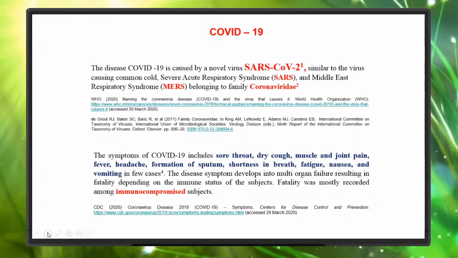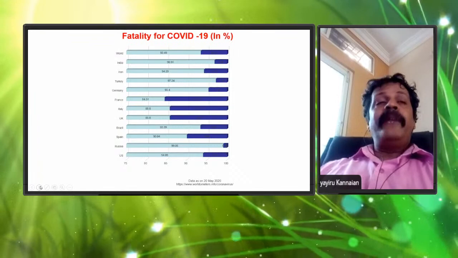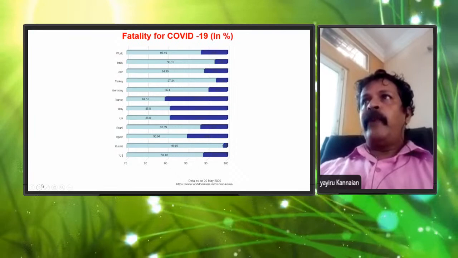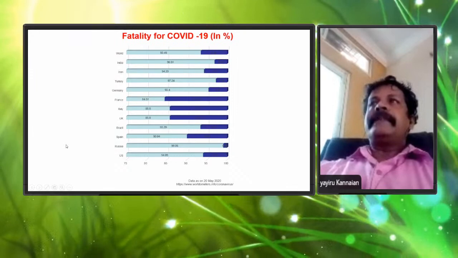Next slide, please. The fatality is taken into account. France is dominating with nearly more than 15% of infected people dying because of corona. This is followed by Italy and UK, then Spain. However, in India, it was controlled to less than 3%. So that is the beauty. Of course, it is an advantage for our nation.